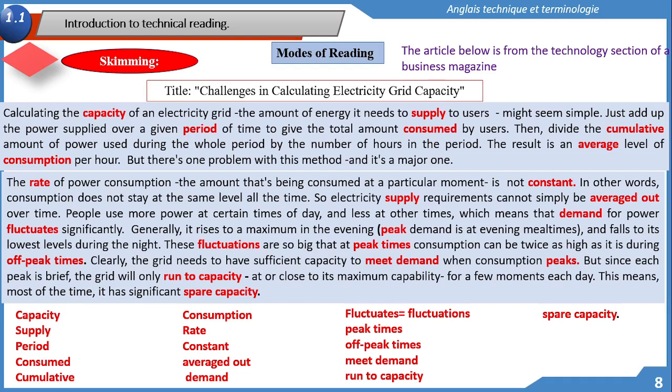So by skimming, you quickly gather the main idea: the challenge of accurately calculating electricity grid capacity due to oscillating or fluctuating power demand. This allows you to decide if you want to read the article in more detail or if you have enough information for your current needs. Skimming is an efficient way to extract key ideas from a text without reading every word.